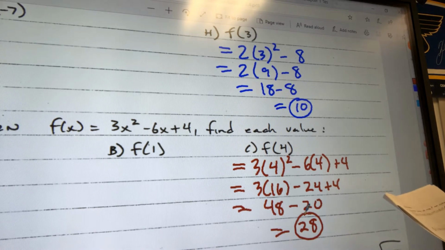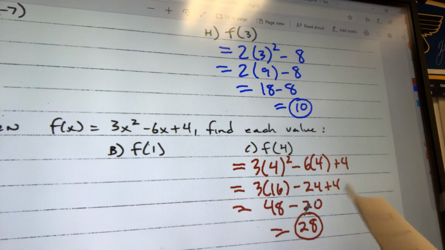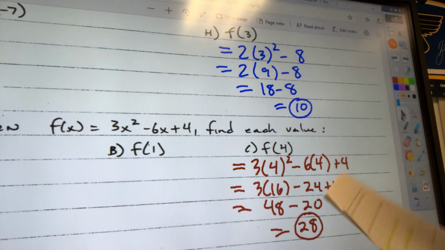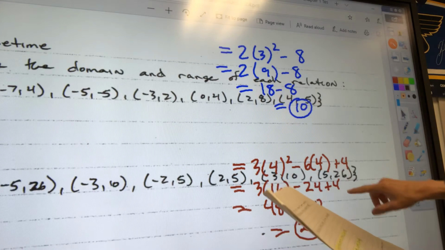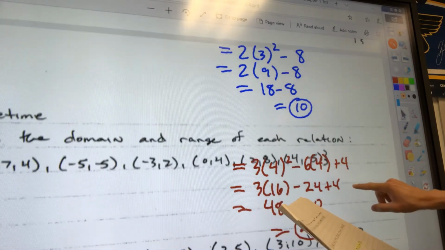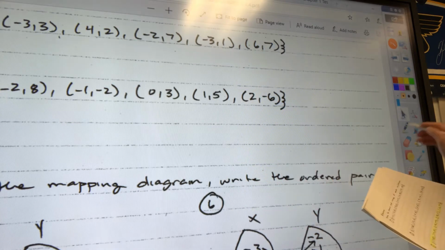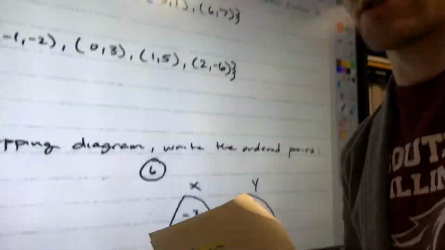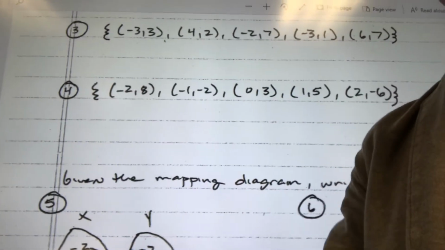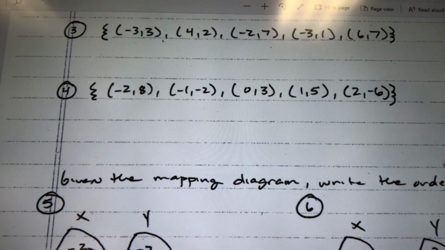Page 4 is the hashtag game time section, so these might be new for all of you, this part of the video. We do 3 and 4 with you. State the domain and range of each function. We will comment on whether or not it is a function to get you ready for your quiz for this.